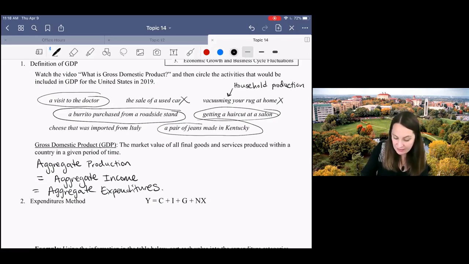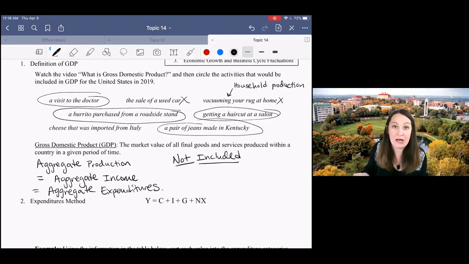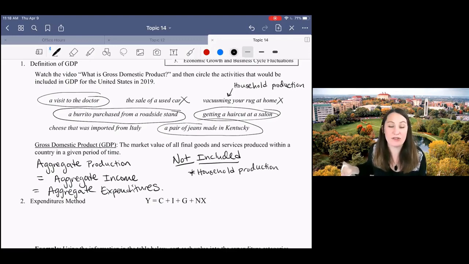So GDP is an imperfect measure of aggregate production, certainly, and therefore an imperfect measure of aggregate income for a lot of different reasons, because there's a lot of things that don't get included in GDP. One of them we've mentioned already, and that's household production. You may cook dinner for yourself; the value of that productive activity is not included in GDP.